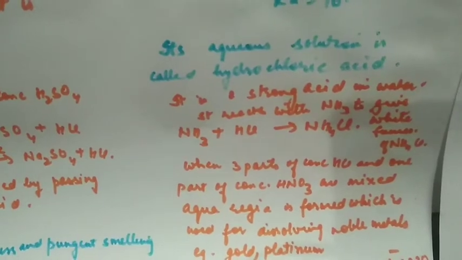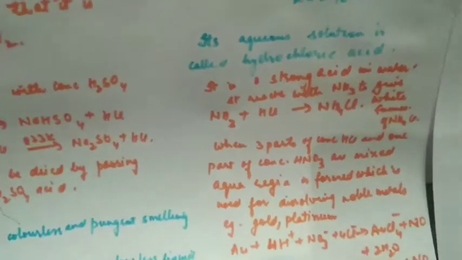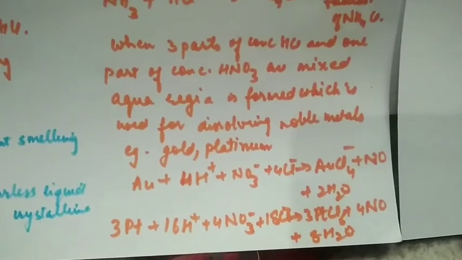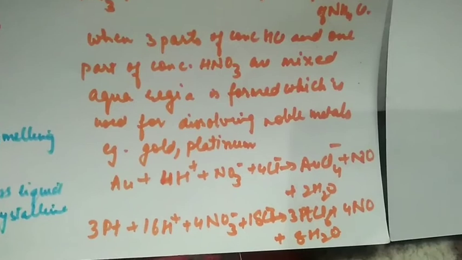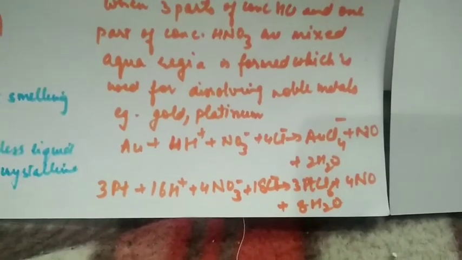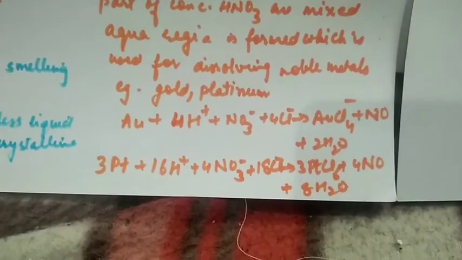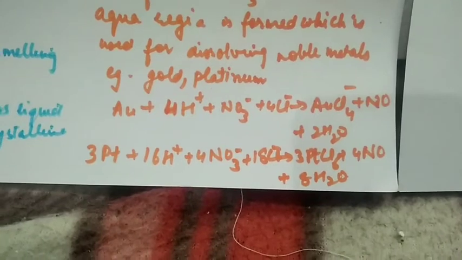It reacts with ammonia to give ammonium chloride. When 3 parts of concentrated hydrochloric acid and 1 part of concentrated nitric acid are mixed, aqua regia is formed, which is used for dissolving noble metals like gold and platinum. Gold, when it reacts with nitric acid and hydrochloric acid, forms gold tetrachloride, nitric oxide and water. Similarly, platinum will form platinum hexachloride, nitric oxide and water.